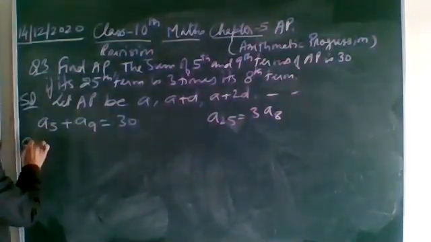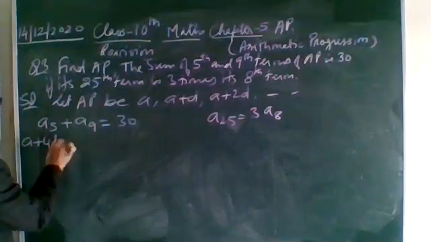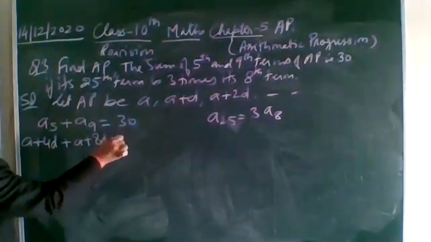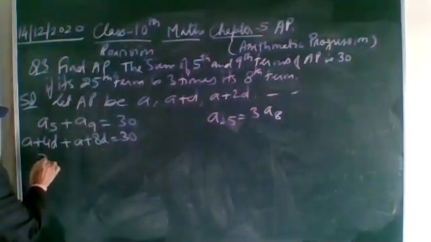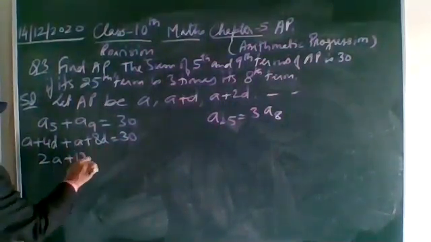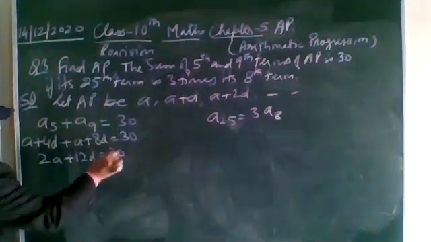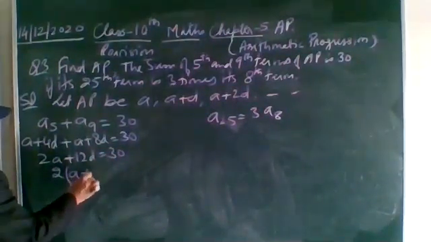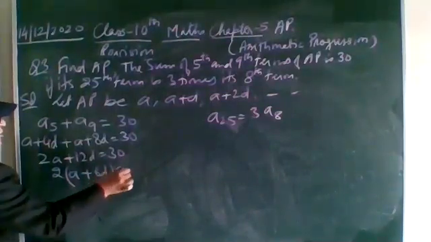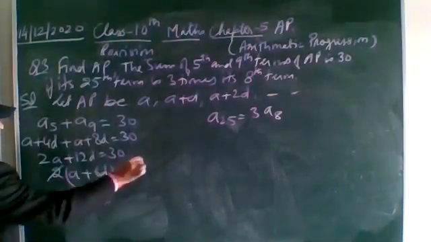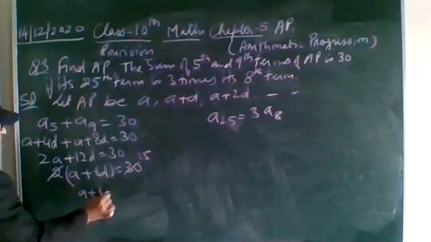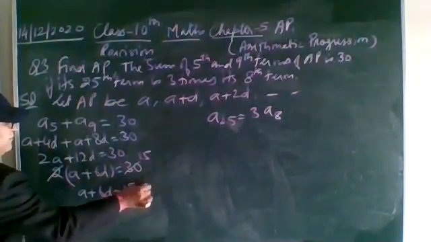A5 is what? A plus 4D. A9 is what? A plus 8D. That is 30. 2A plus 12D equal to 30. So taking 2 common, A plus 6D equal to 30 divided by 2. This 2 and this 30 cancel, so A plus 6D equal to 15. First equation.